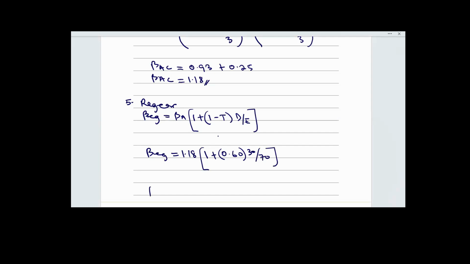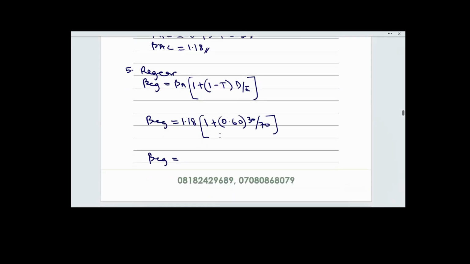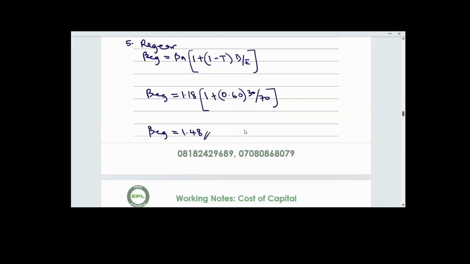Okay? So beta equity of a gear will then be equal to, bring out your calculator for final answer. So 30 divided by 70, multiply by 0.6, plus 1, multiply by 1.18, that's 1.48. That's the beta equity of a gear.